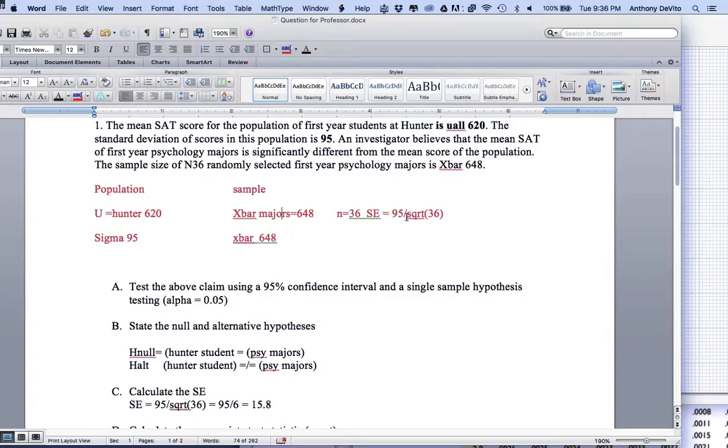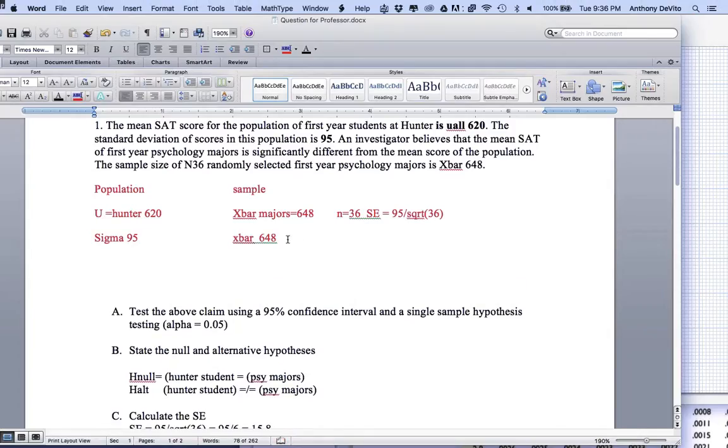Okay, so let's take a look at what my confidence interval would be. My confidence interval is going to be equal to x bar plus or minus 1.96.